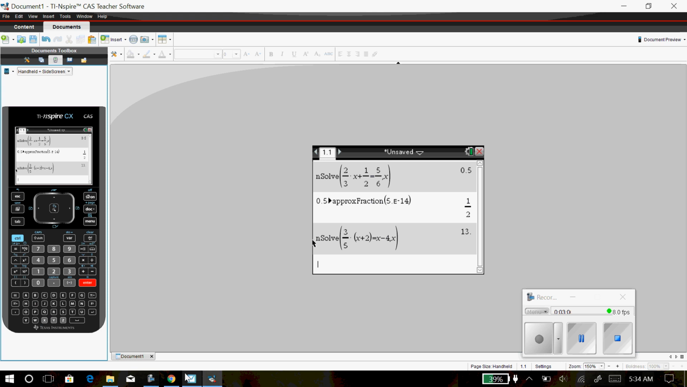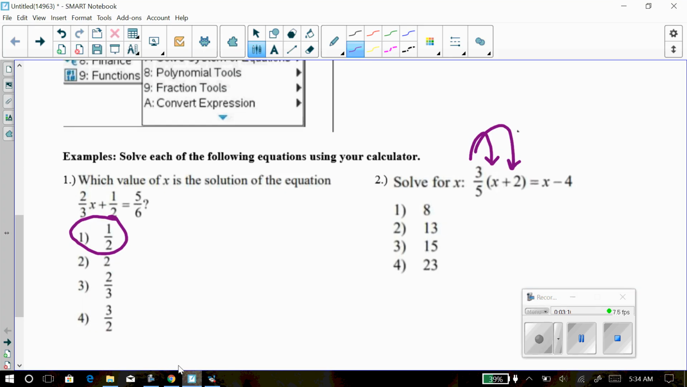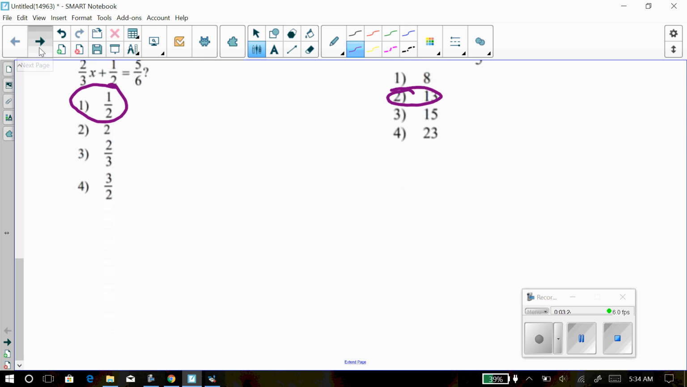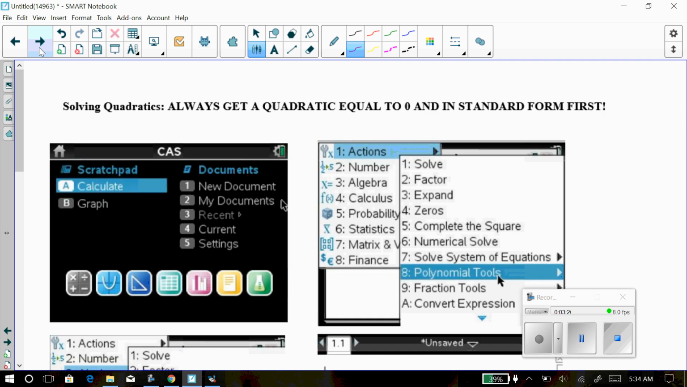Enter. It tells me my answer should be 13. Just choice 2. 13. Great. Let's move on to our next topic, which I believe is solving quadratics.